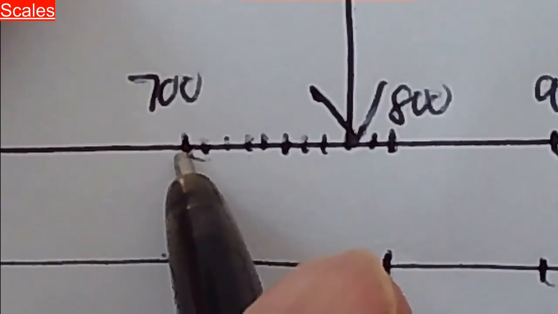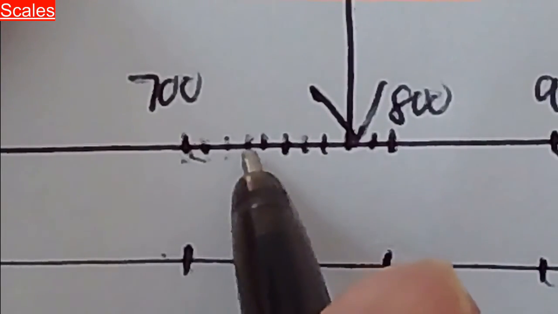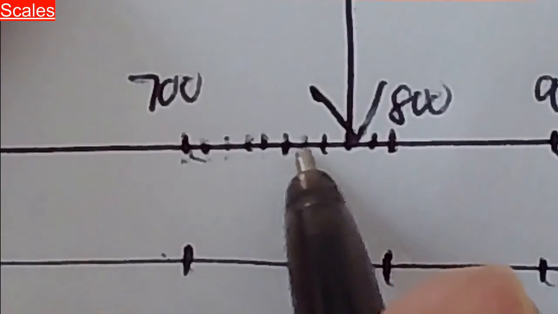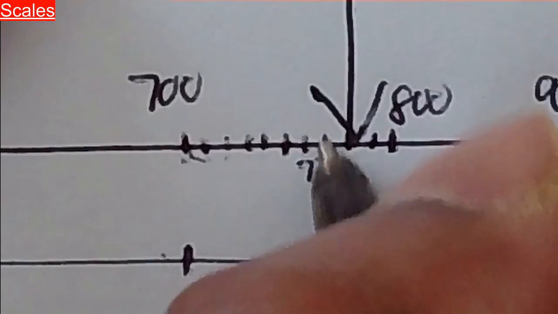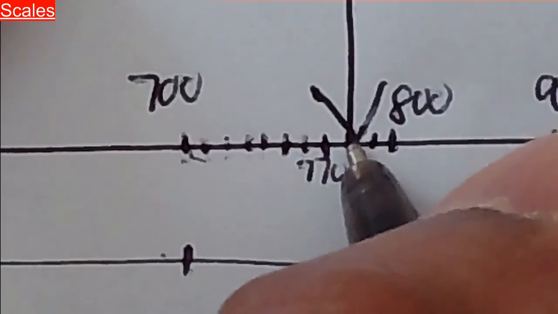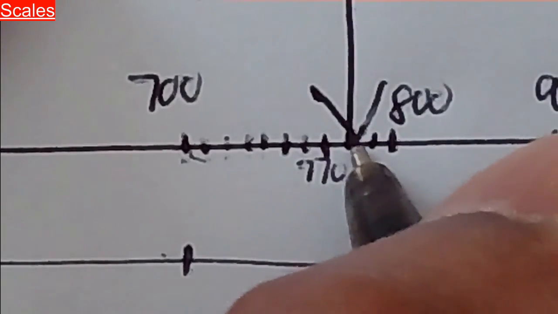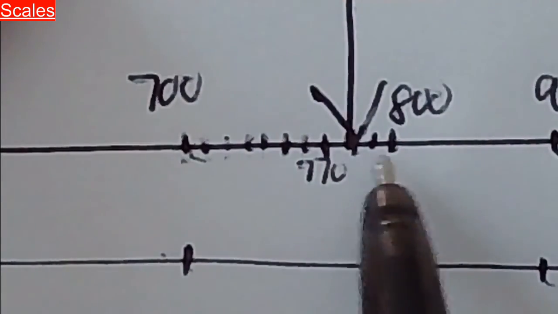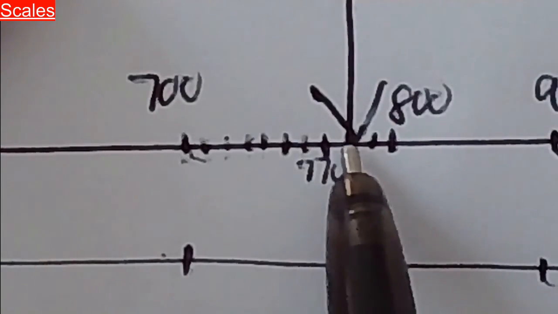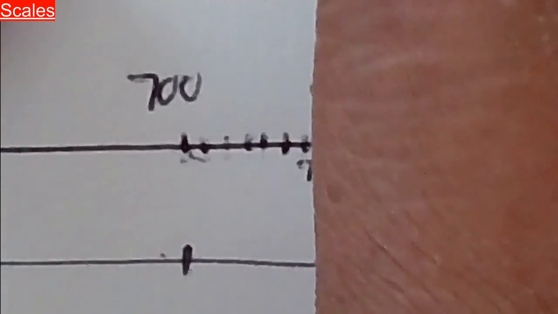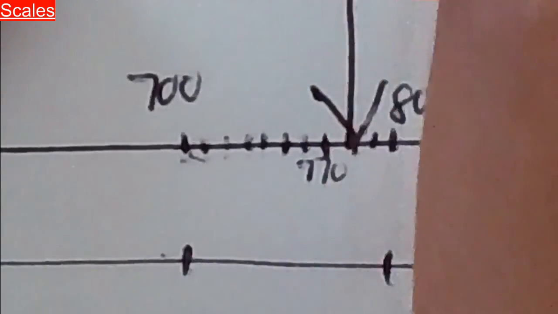That's 700, 710, 720, 730, 740, 750, 760, 770. That's it, 770. This bit there is 780. That there, I would say 780. Though it does look like the arrow is slightly to the right of 780, ever so slightly. I'm just going to take an estimate. I'll say 782. You might want to say 781.